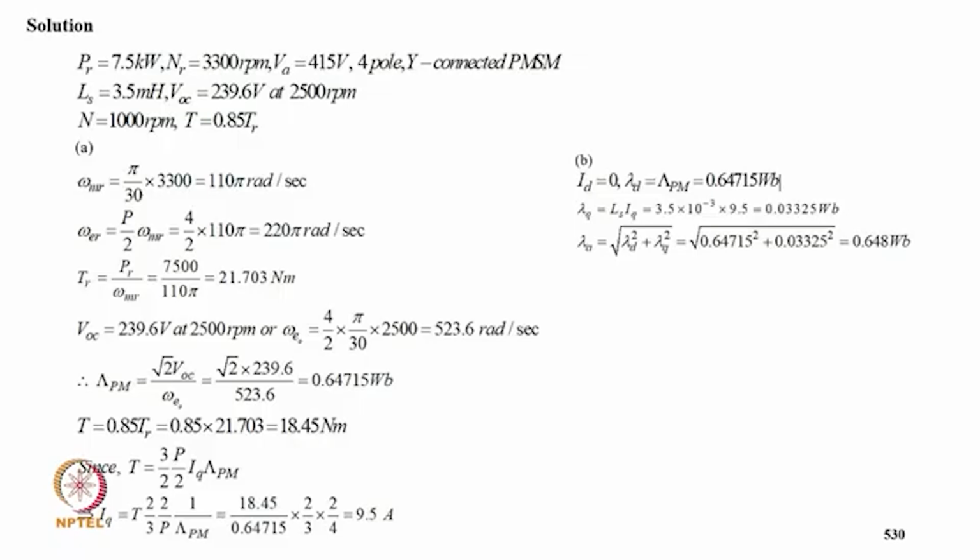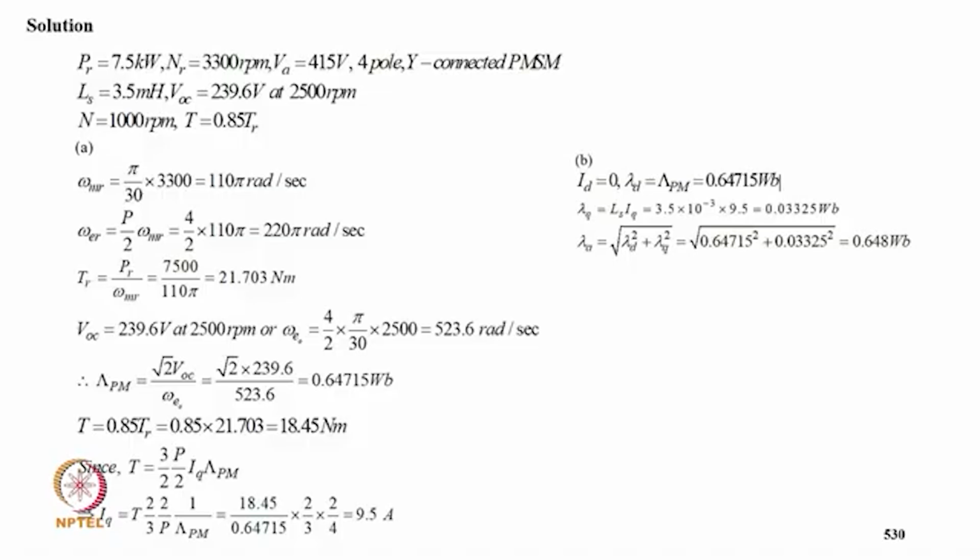So calculating, omega r equal to pi by 30 into 1000, 110 omega e r equal to 220 radian per second, and Tr equal to 21.7. So Voc 239 points, 2500, P equal to 5, then omega e equal to 526.6 radian per second.